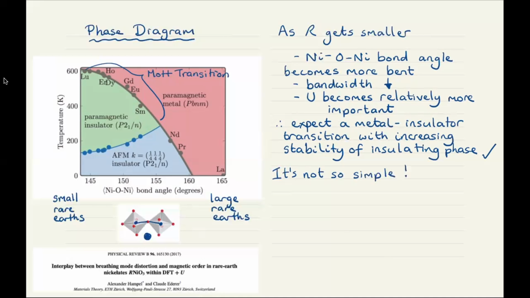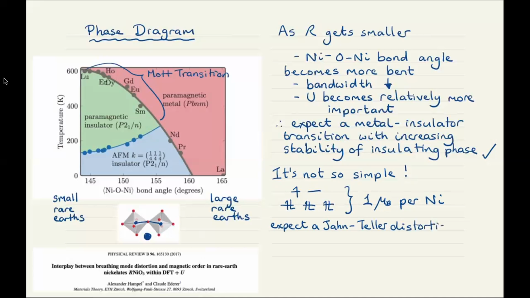If we look again at the d electrons in the nickel 3+, with one Bohr magneton per nickel ion in the simple picture, we might expect to see a Jahn-Teller distortion with elongation of the octahedra, and a splitting of the eg orbitals to lift the degeneracy so that just the lowest is filled. This doesn't occur, in fact.